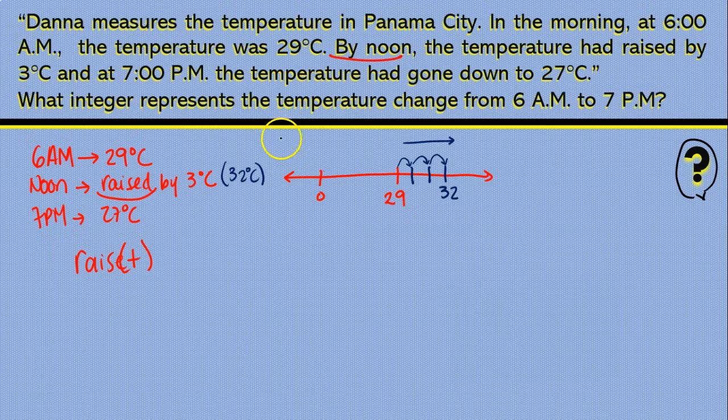Now it also says that the final temperature Dana got was that at 7 p.m. The final temperature was 27 degrees Celsius.